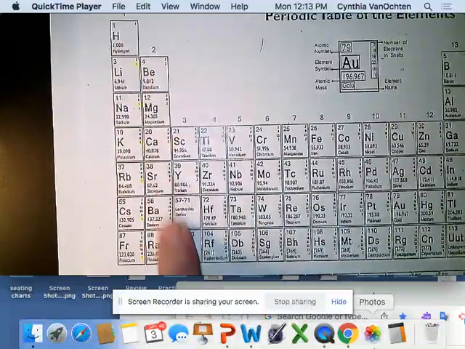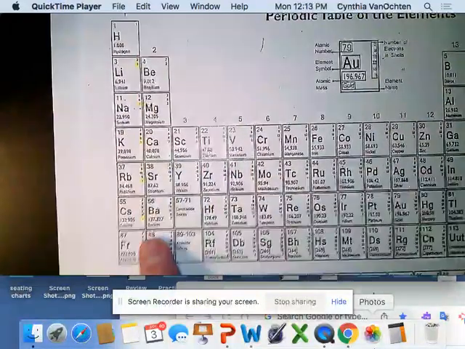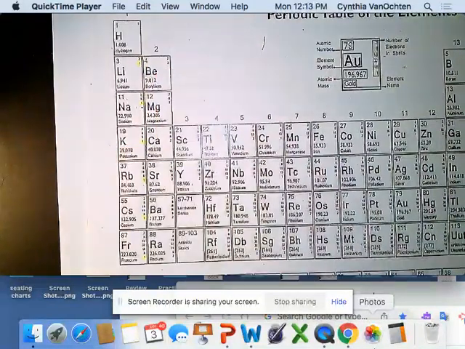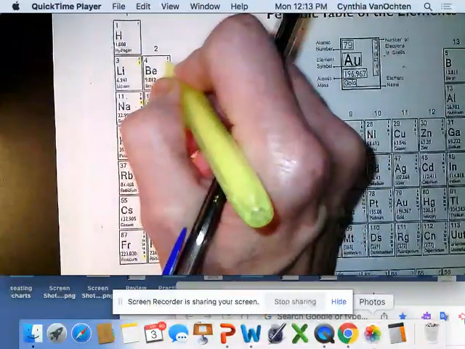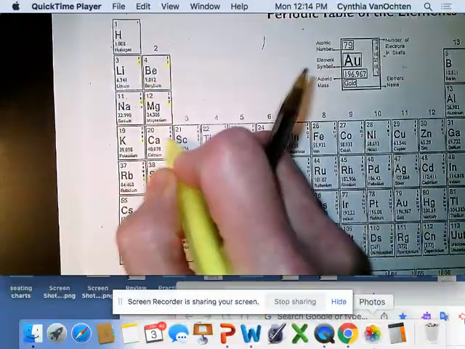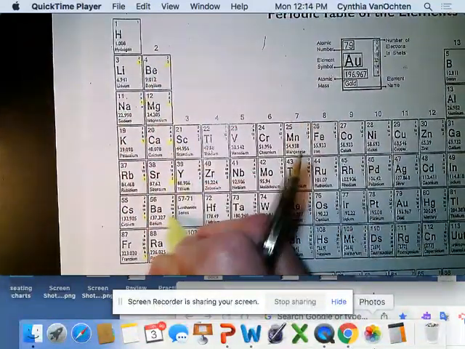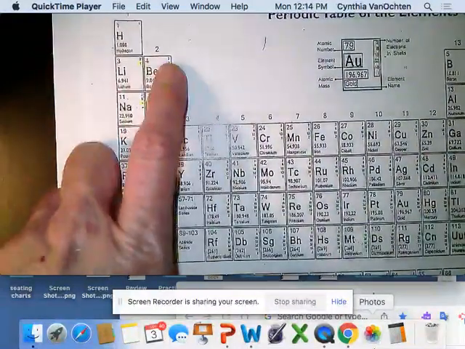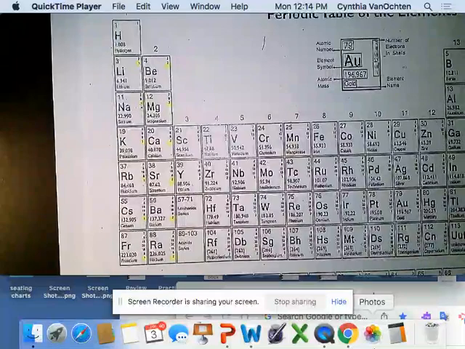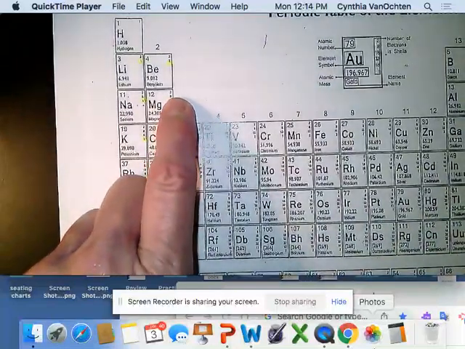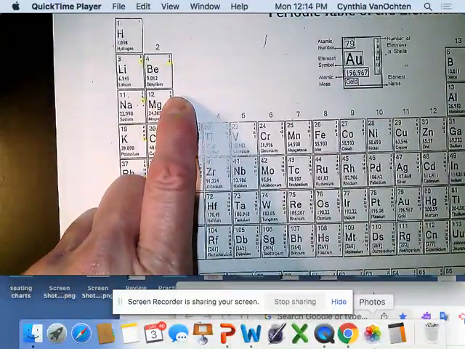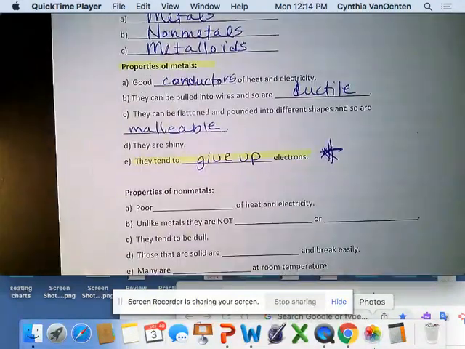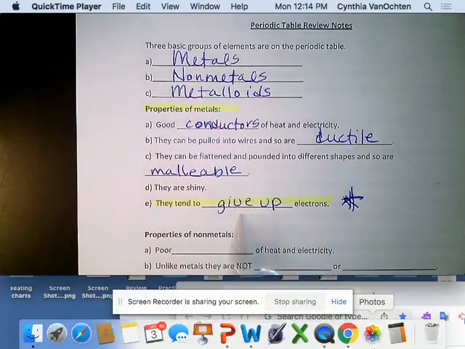Same thing is true for column 2. These are the alkaline earth metals. They all have 2 electrons in their outer ring. So if you look at the last number for all of these elements, it's always 2. So being a metal, they like to give up electrons, and specifically the alkaline earth metals all give up 2, because when they give up 2, their new valence ring either has 8 or is full. Make sense? Okay. So again, metals like to give up electrons.